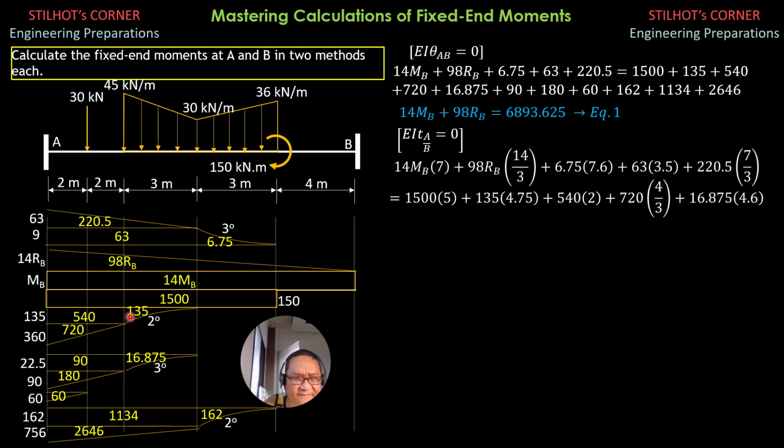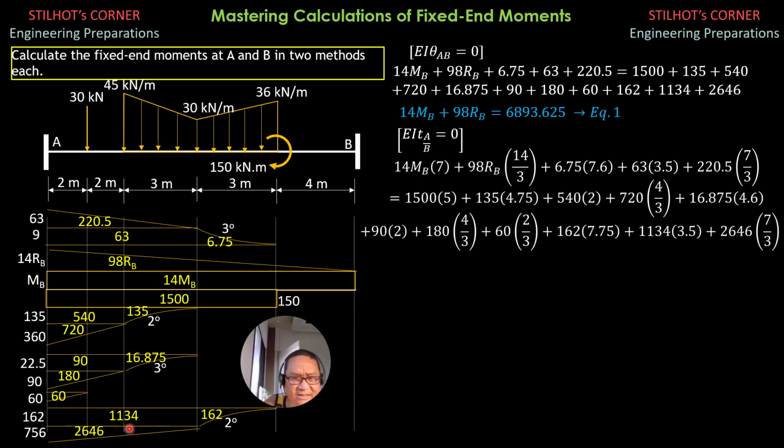So 0.75 plus 4, that's why we have 4.75. Then plus 540 times 2 plus 720 times 4 thirds plus 16.875. This is 3 over 5, 0.6 plus 4, so 4.6, and so on and so forth. Plus 180 times 4 thirds, 90 times 2 plus 180 times 4 thirds plus 60 times 2 thirds plus 1134 times 3.5 plus 2646 times 7 thirds.